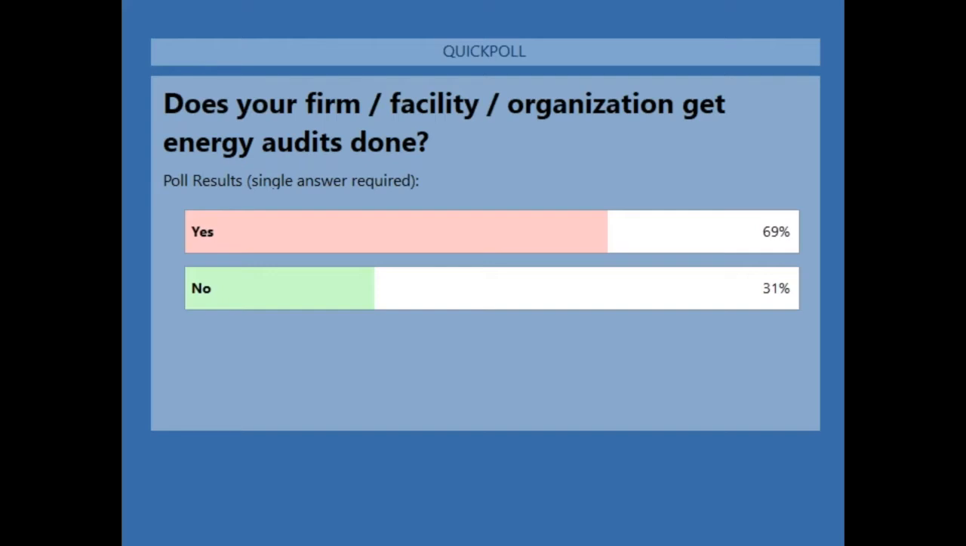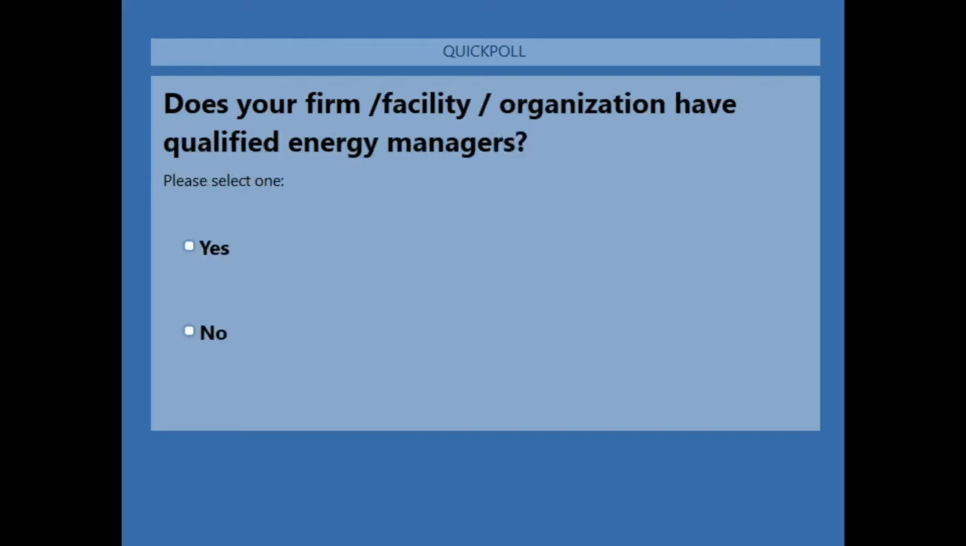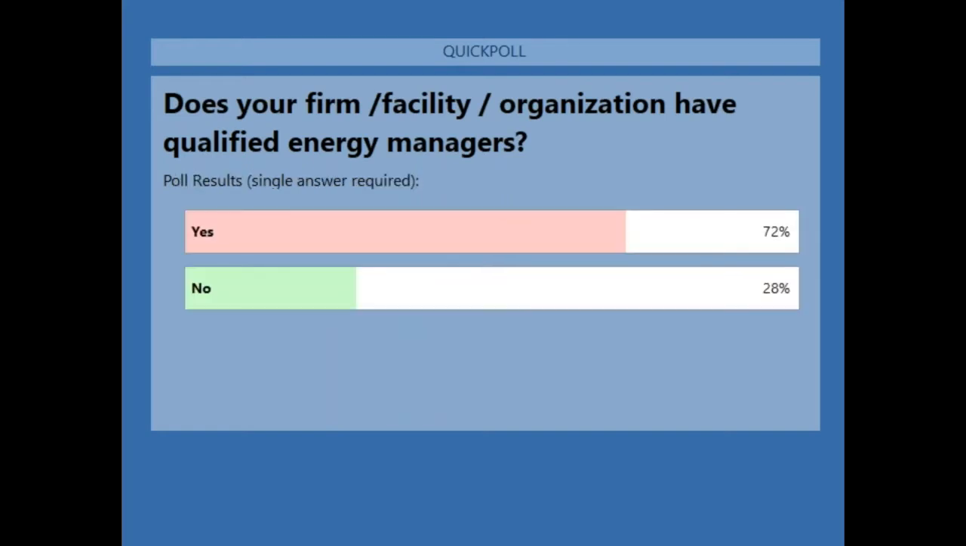And now I just have the last question of the poll. Does your firm, facility, or organization have qualified energy managers? Yes or no? Okay, we have received 72% of responses as yes and 28% as no. Thank you so much for your participation in this poll session. And now I would like to give the floor to the first panelist of today's training session, Rahul.